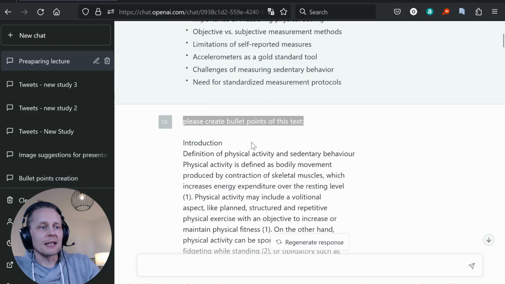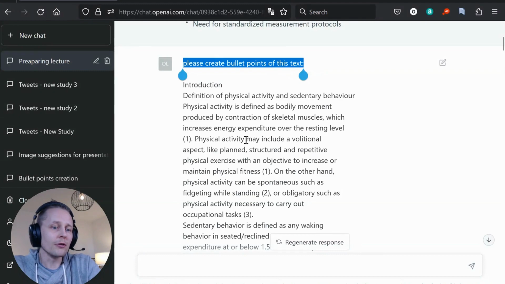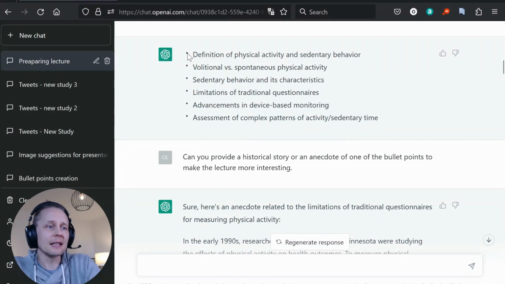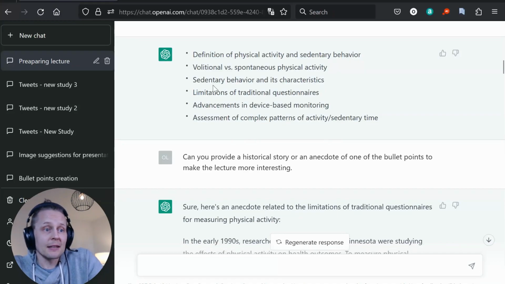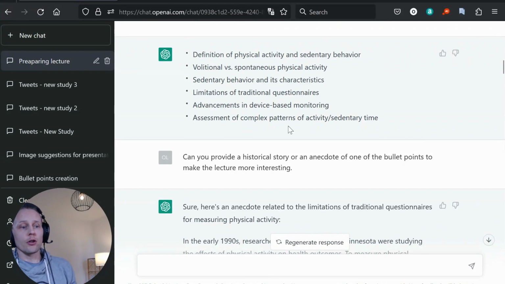I said, please create bullet points of this text, and it provides me 6 bullet points, not more than 6 words: definition of physical activity and sedentary behavior, volitional versus spontaneous physical activity, sedentary behavior and its characteristics, limitations of traditional questionnaires, advancements in device-based monitoring, assessment of complex patterns of activity and sedentary time. And I think these are great bullet points. I wouldn't need to change anything on those.